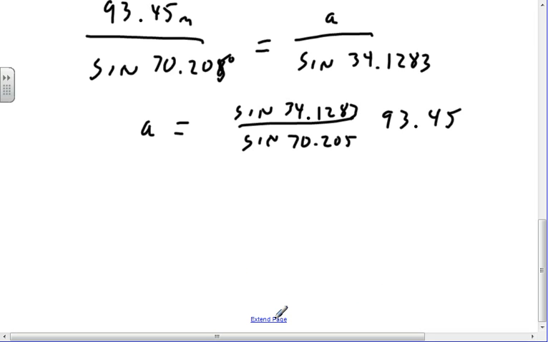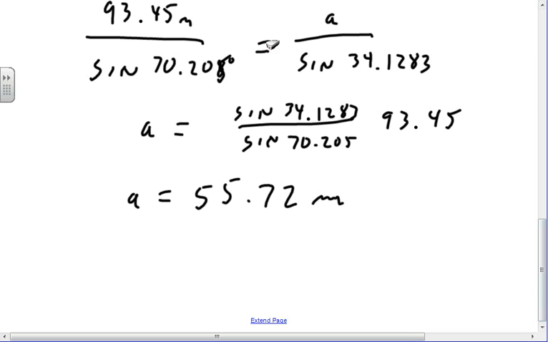Sine 34.1283 divided by sine 70.205 times 93.45. Little a is 55.7. Anybody know what these are in? Miles? I'm going to say 2 miles because I seem to have that many significant digits. No, it's not. It's in meters. Okay, so now I've got little a.